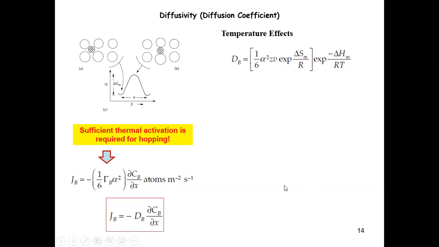So this allows us to write down the diffusivity in an interesting form, which is composed of a temperature independent constant and a temperature dependent Boltzmann factor. This temperature independent constant includes these terms. This 1/6 is inherited from the very simple geometrical consideration. Alpha squared is inherited from the Fick's first law analysis, when we introduce the concentration gradient, we have this interatomic distance, right?